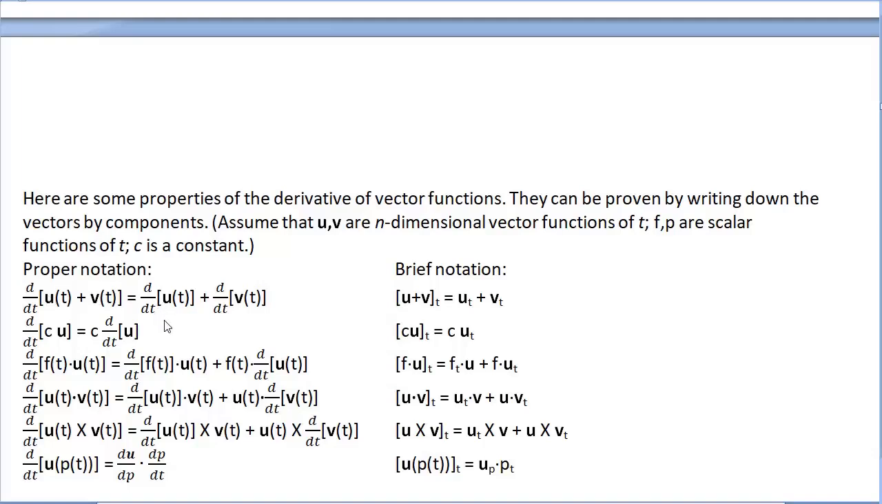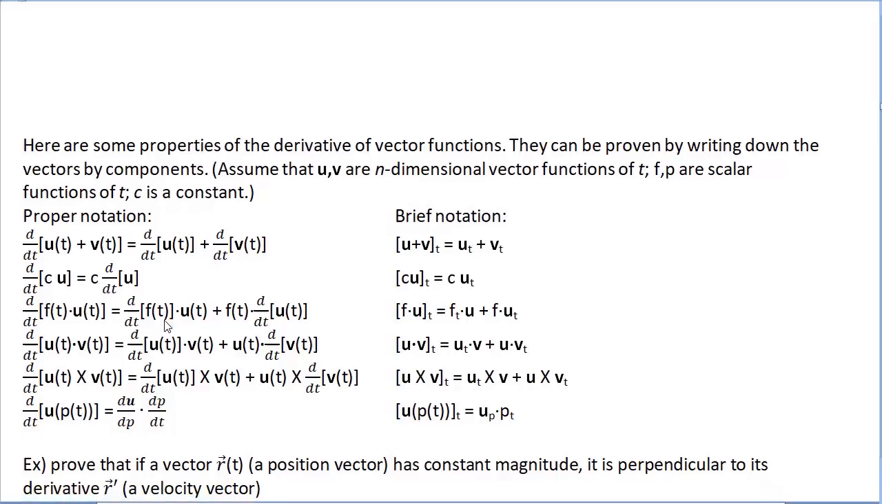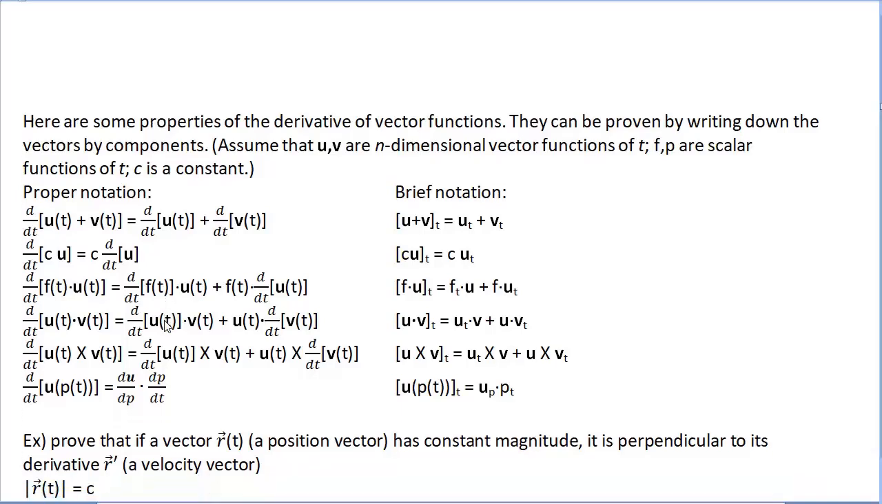Okay. Next, we are going to prove a little fact that we are going to need later. Prove that if a vector r, a position vector, has constant magnitude, then it is perpendicular to its derivative, which again we can think of as the velocity vector. The first step is to write down what it means for a position vector to have constant magnitude. It's easy. We just write down its magnitude as c, and we assume c is some constant.